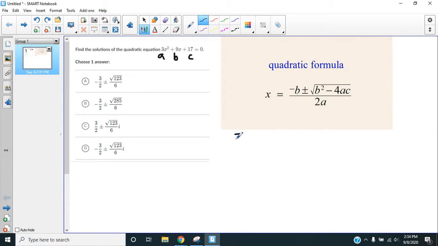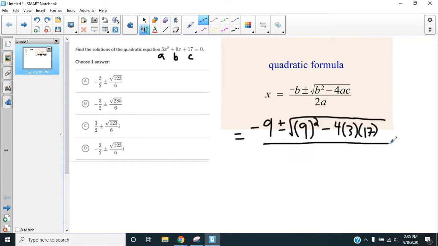The first part of it is the opposite of B. The opposite of B is negative 9. If B was negative, we would put positive 9. Square root, B squared. What's B squared? Be very careful on these. If for some reason your B is negative, you want to be sure that the result of squaring that is positive. Minus 4 times A. I always like to use parentheses. Times C. Just filling in the formula. All over 2 times A.